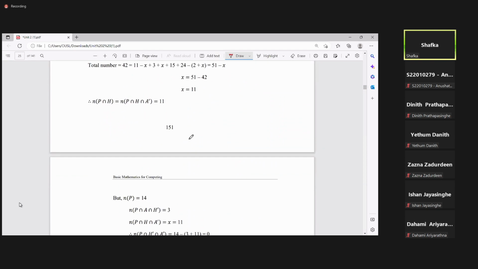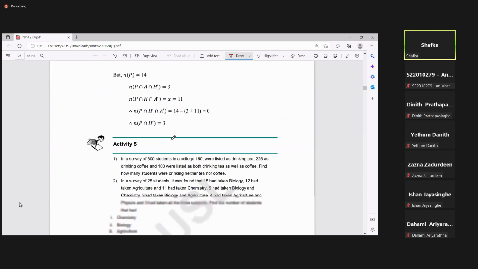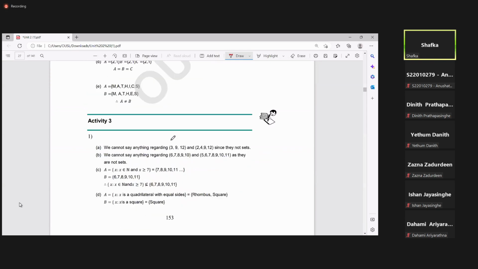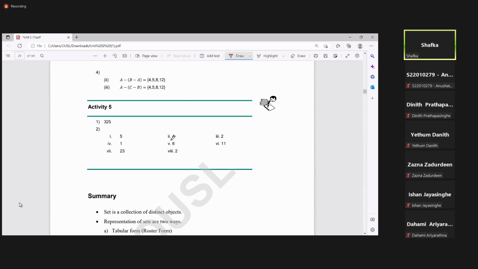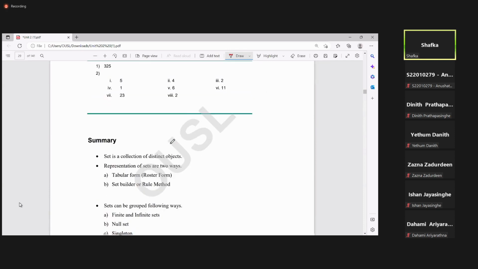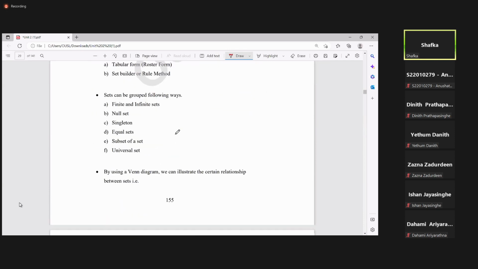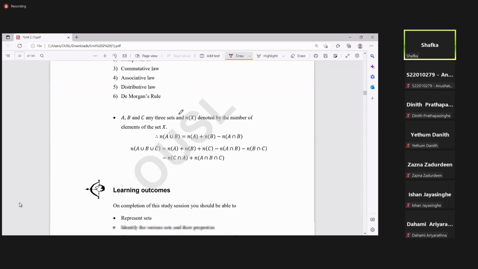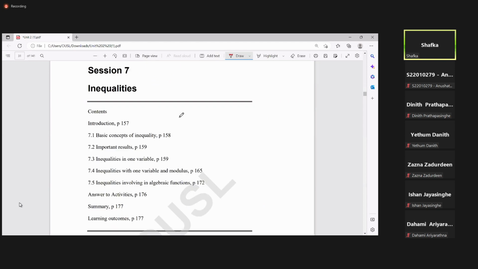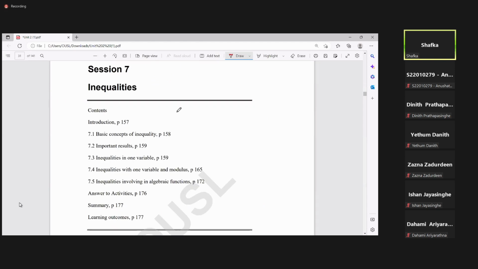I think that's all about set theory. And there are some past papers in your LMS as well. Please work out those questions as well. Then you can easily identify which kind of questions we will ask in the final examination. Okay, then let us move to inequalities. Do you have any questions regarding set theory?